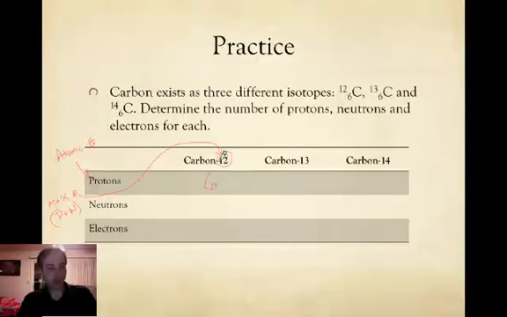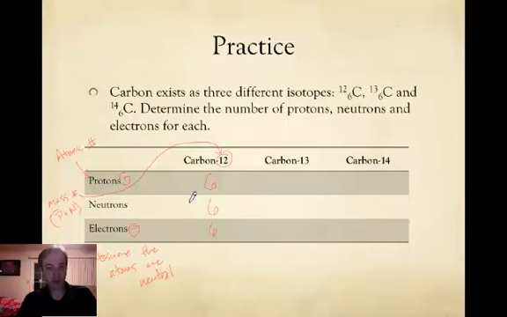So if we take the mass number, which is protons plus neutrons, and we subtract the number of protons, we'll be left with the number of neutrons. So 12 minus 6 gives us 6. Now for the last one, electrons, we assume that the atoms are neutral. Protons have a positive charge and electrons have a negative charge. With 6 protons in the nucleus, that means 6 positive charges. For it to be neutral, we need 6 negative charges on the outside to balance it out.